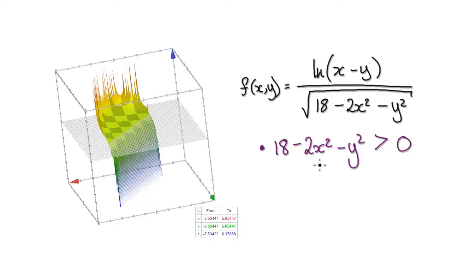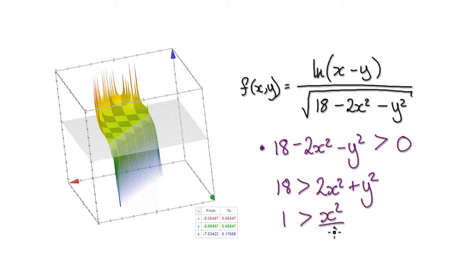Now let's add this block and this block equally to both sides. So that will then give us 18 greater than 2x squared plus y squared. Divide both sides by 18. So that will then give us 1, this will then give us 9, this will then give us over 18.